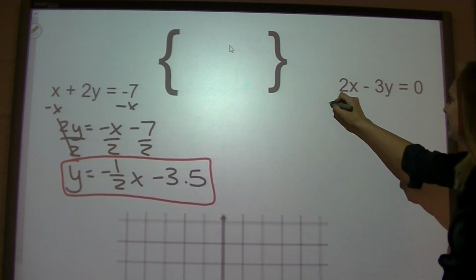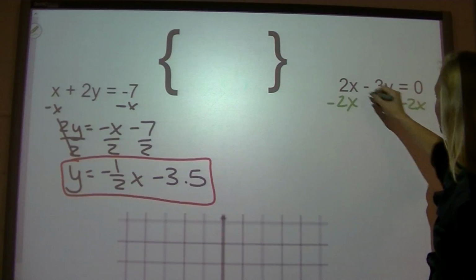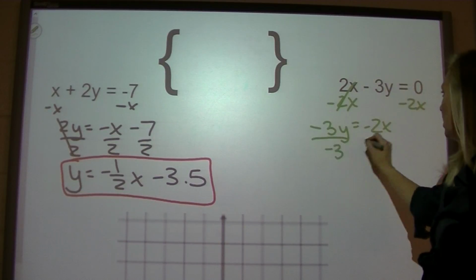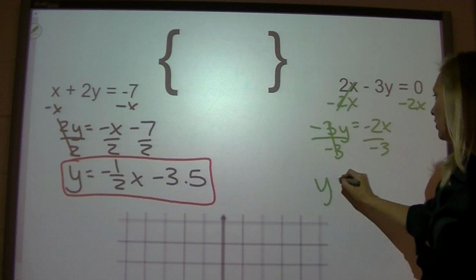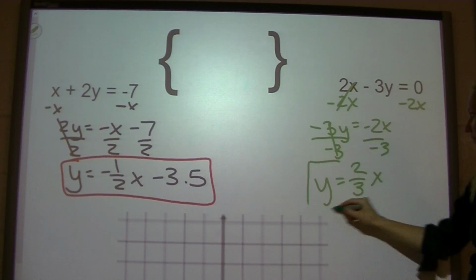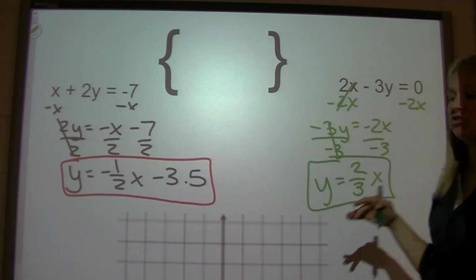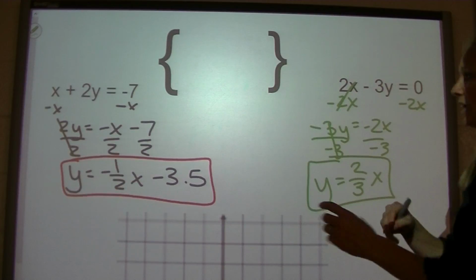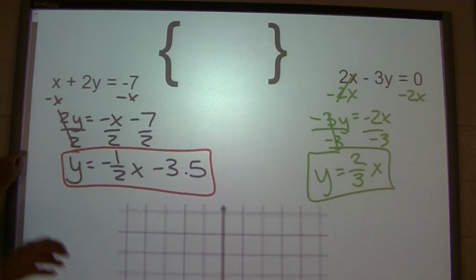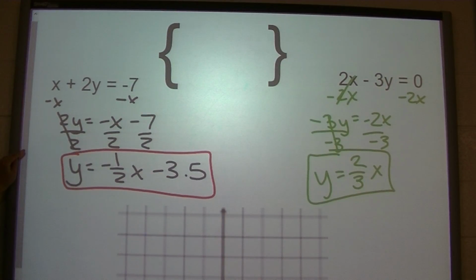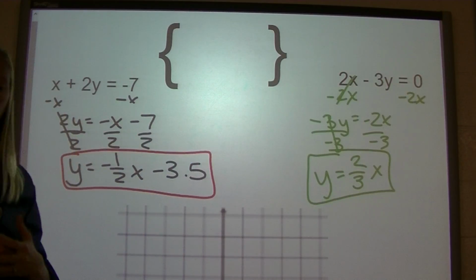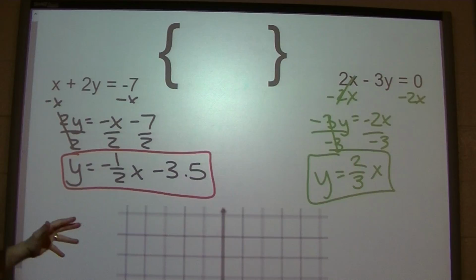Go Rockets, right? So I'm going to subtract 2x from both sides. We'll have negative 3y equals negative 2x. Solve for y, so divide by negative 3, and we get y equals positive 2/3 x. Okay, and I'm going to graph this in green. So I'm going to graph each of those on the same coordinate plane, and where they intersect is going to be my solution. So if you're in my regular class, more than likely you're going to be given what y equals, what the equation is as a y equals form, but there will be some where you are going to have to solve.